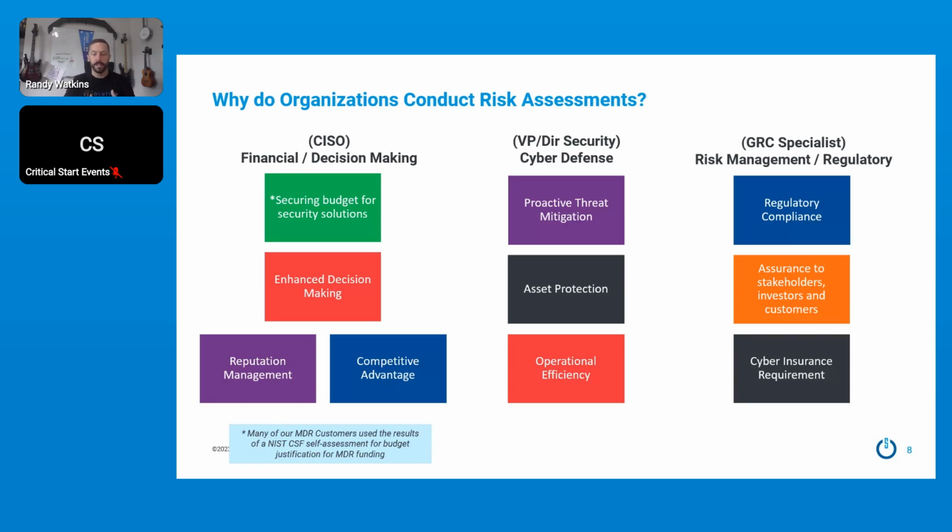So I had a number of CISOs say, hey, I need help with two things. One, justifying the budget that I've already got. So what did I do with it? How are we measurably better today than we were yesterday? And two, why do I need the additional budget that I've requested for the coming year?